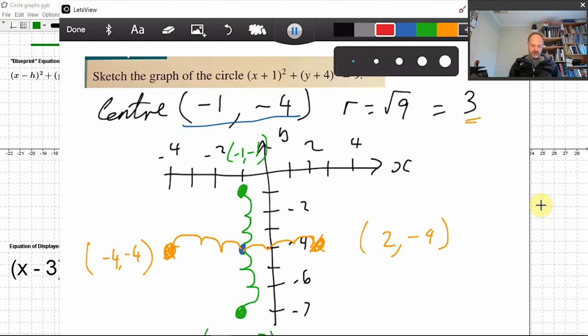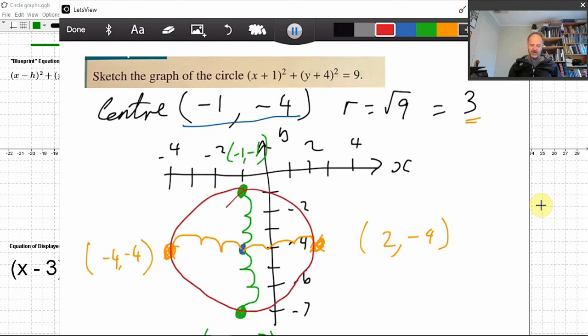If I then join those points up like so, I end up with a beautiful circle. And because I'm such a talented artist, there it is. It looks beautiful. All right, so that saves you having to work out intercepts, and intercepts are probably going to have square roots and things like that in them. So as I said, unless you specifically ask for them, don't worry about finding them. Just sketch it in the way I've just shown.